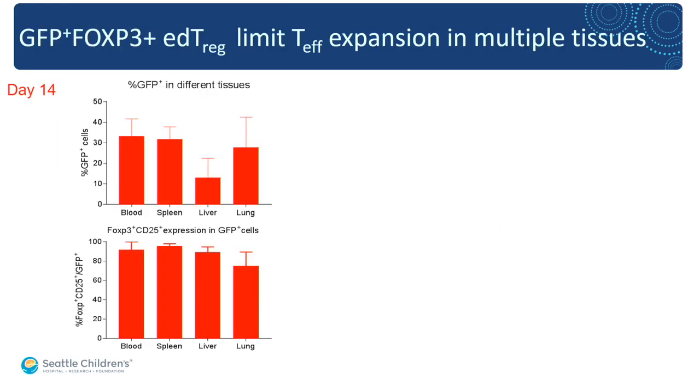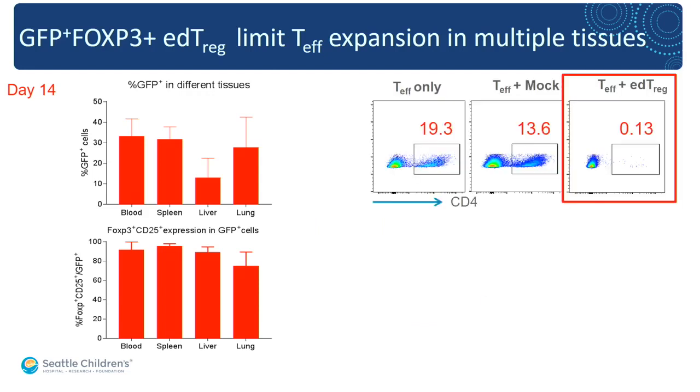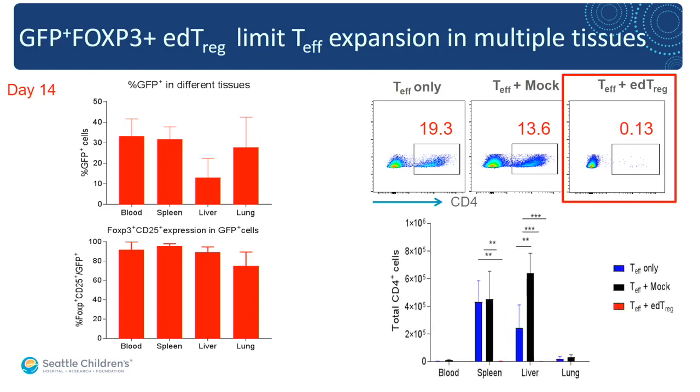And when we look at these animals, say at 2 weeks into the process, we see the GFP cells are getting enriched in all the tissues. They remain FOXP3 high in each of the tissues of those GFP positive cells. And then the proof is really here, where if we look at 2 weeks in the animals that get the effector only or the effector plus mock cells, we see this massive CD4 T cell expansion in the tissues. And that T cell expansion is essentially abrogated, and you don't really see any T cells, the red traces here, if you look numerically in these different tissues.